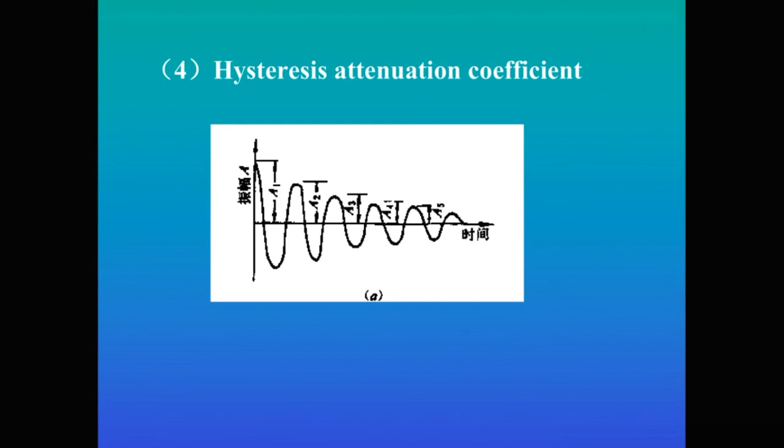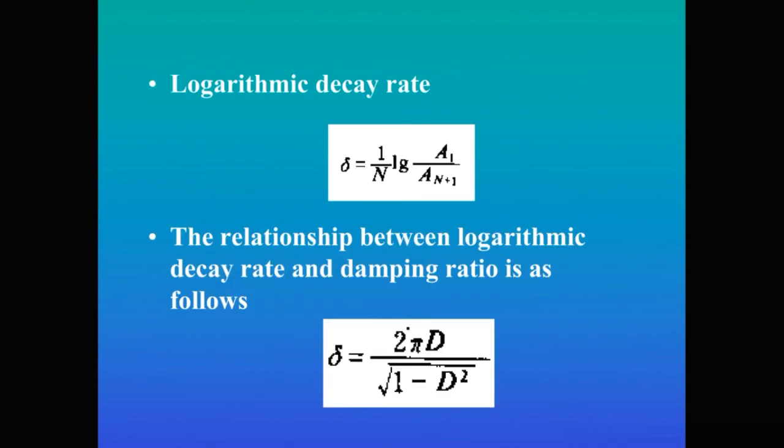We get the average ratio. And this ratio just describes the attenuation. Here, we use a logarithmic decay rate, delta. Delta equals 1 over n, that's the average value, times log A1 over A(n+1), during these n cycles.